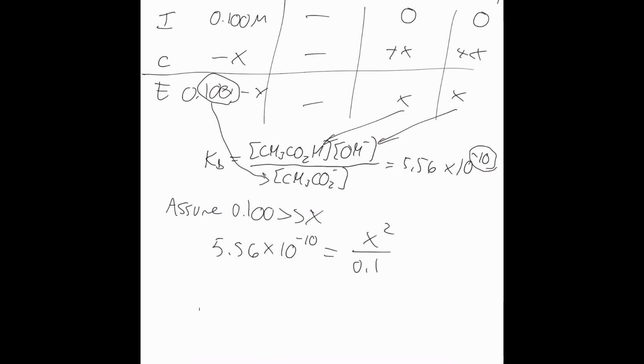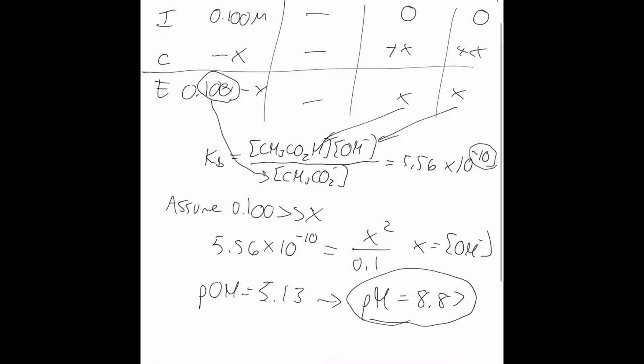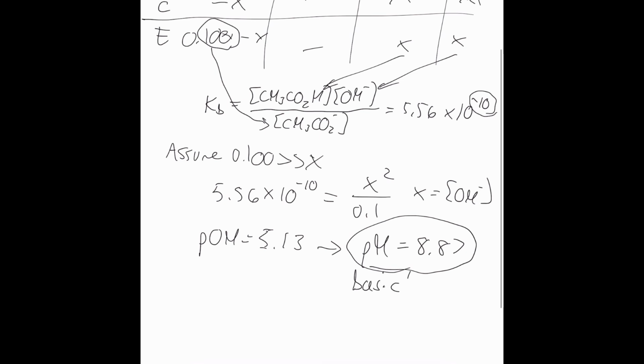We solve for x, and then the pOH out of that is 5.13. So x is the square root of 0.1 times 5.56 times 10 to the minus 10. So my pOH is 5.13 because x is our OH minus. Remember, this is a base. And so then we would just do pH equal to 8.87. And then the question is, is it basic? And it is basic. It's greater than 7. So if we put this acetate, the conjugate base of a weak acid, in water, we will get a basic pH because it acts like a base.